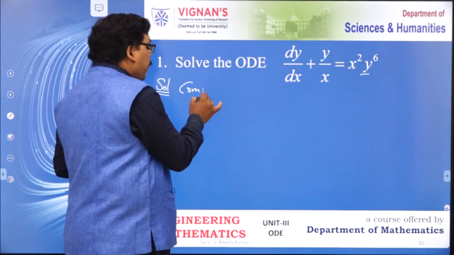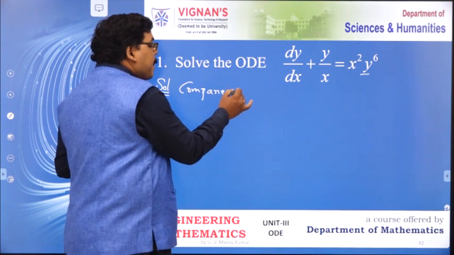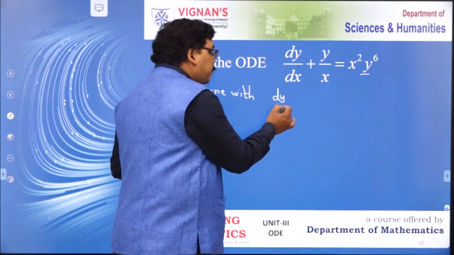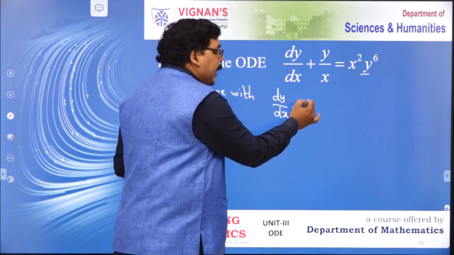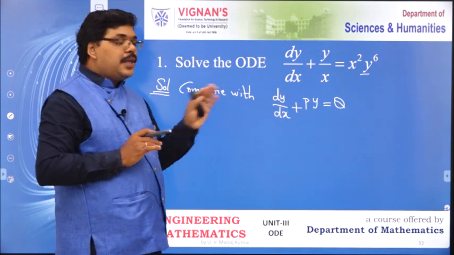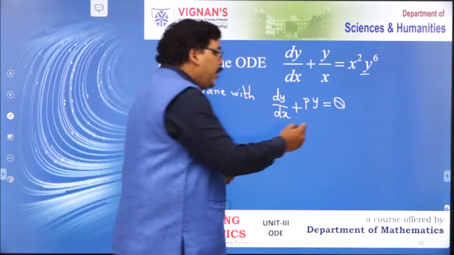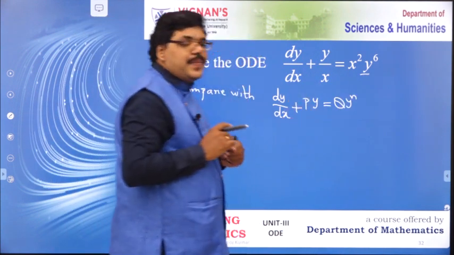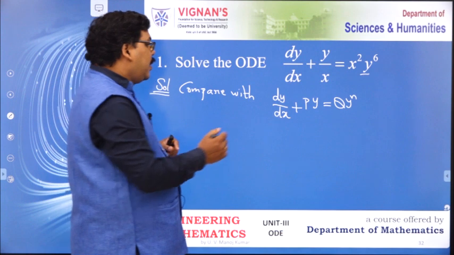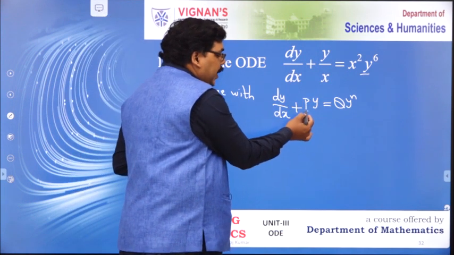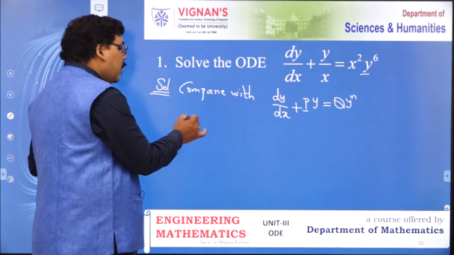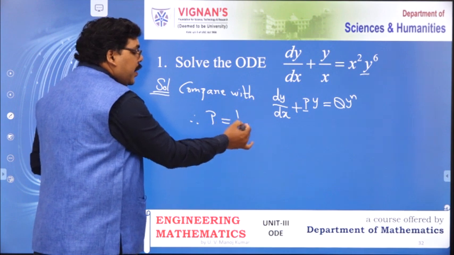Compare with dy by dx plus p into y equals to q. If you stop with the q, it is linear. If you write into y power n, it is Bernoulli. So now I am comparing with Bernoulli. When I compare, what is the coefficient of y? P. What is the coefficient of y in the given differential equation? 1 by x. Therefore, p equals 1 by x.